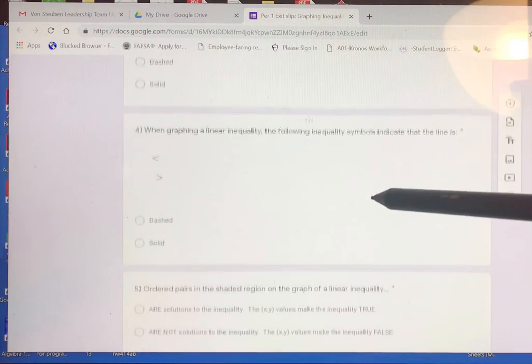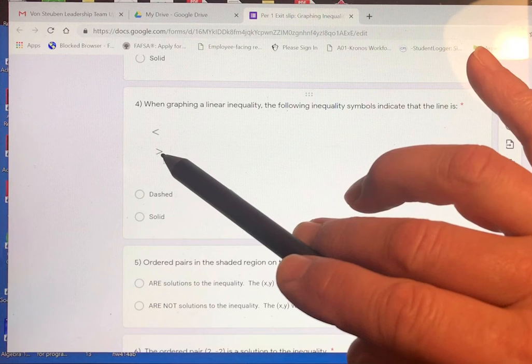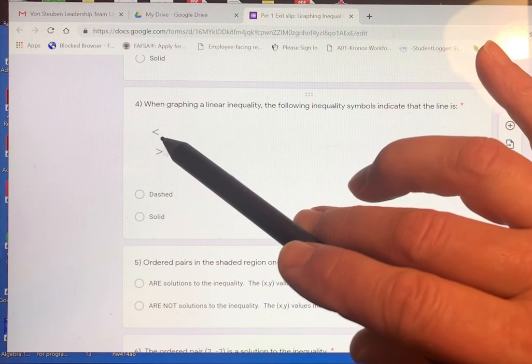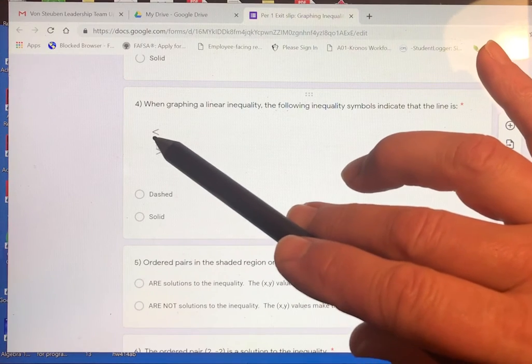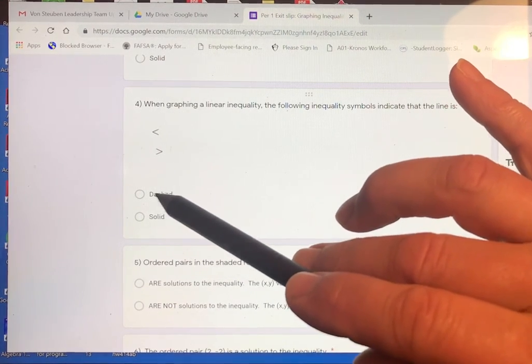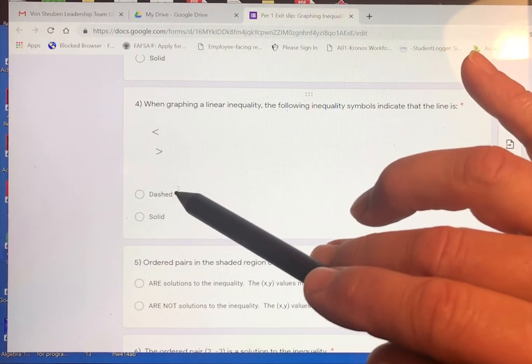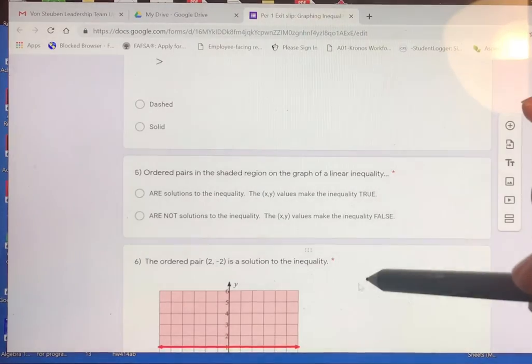Now in number 4, we have a less than, and this is a greater than symbol. Now there is no equal part of this, and so when we're graphing it, we will not include the line, so it will be a dashed line or a dotted line, not a solid line.